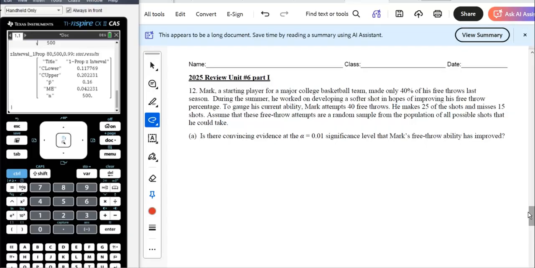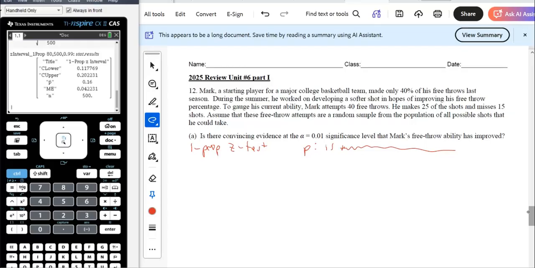So what is this called? This is called a one-prop z-test. And p, define the parameter. p is the true proportion of free throws made during the summer, I think.